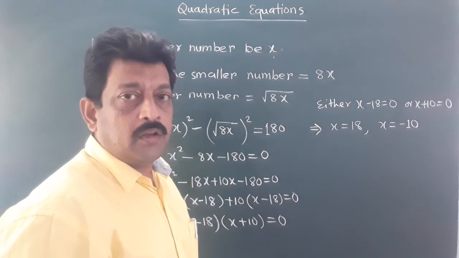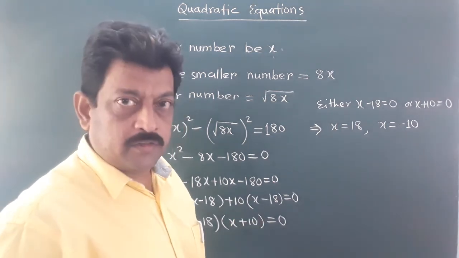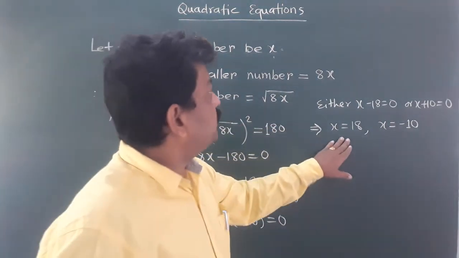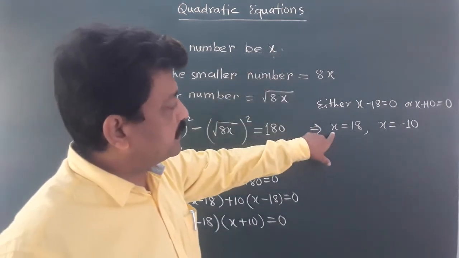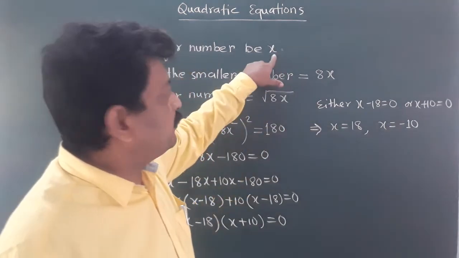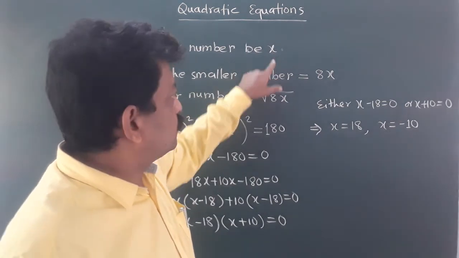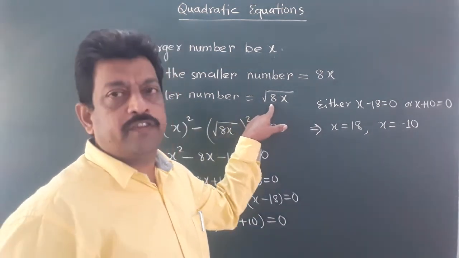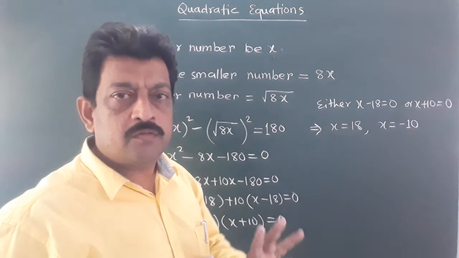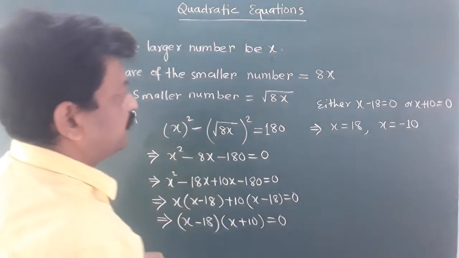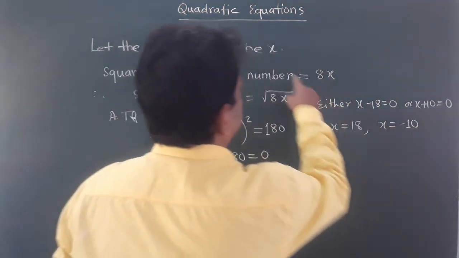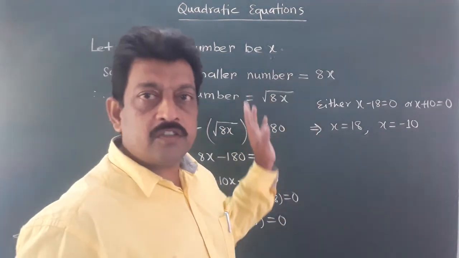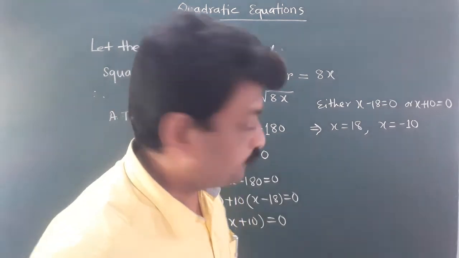Now we have to check whether both the values are valid or not according to the given question. What is x? x is the larger number. Now if I take x as 18, that means the larger number is 18. So what about the smaller number? The smaller number is root over 8x. So let me put the value of x here. And if x is minus 10, that is, the larger number is minus 10, then we have to put the value of x to get the smaller number.